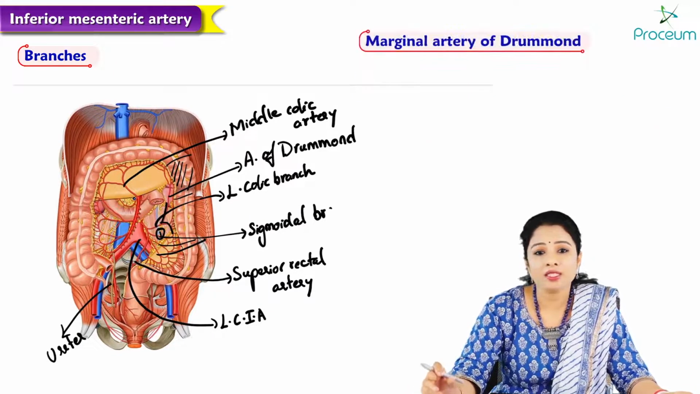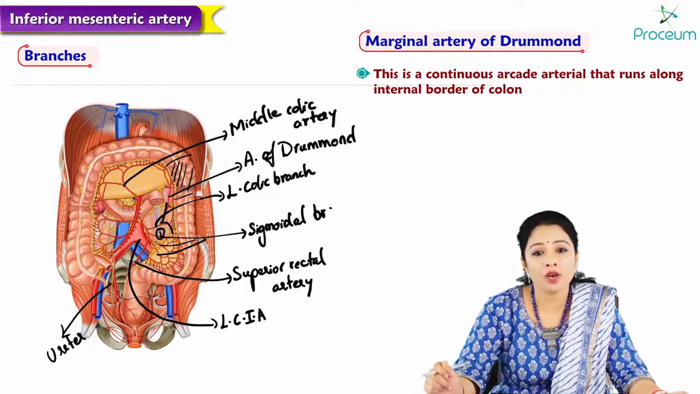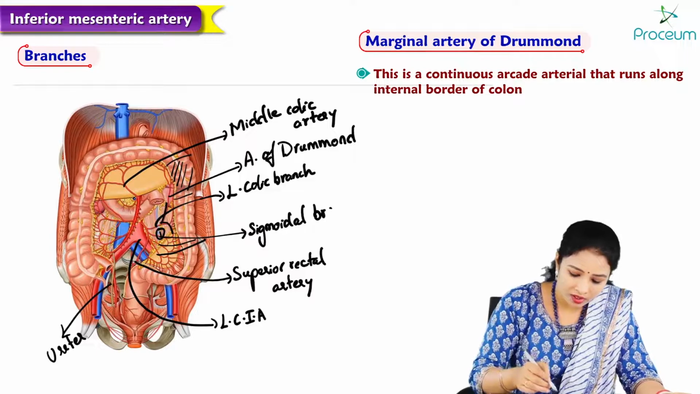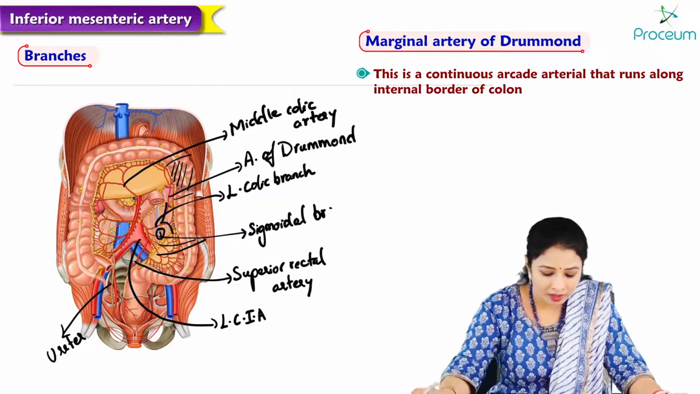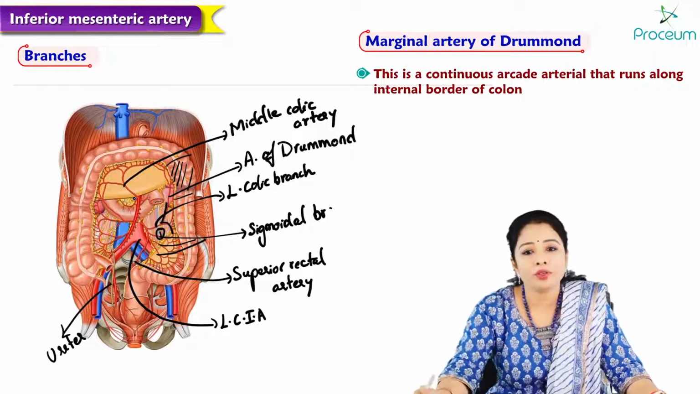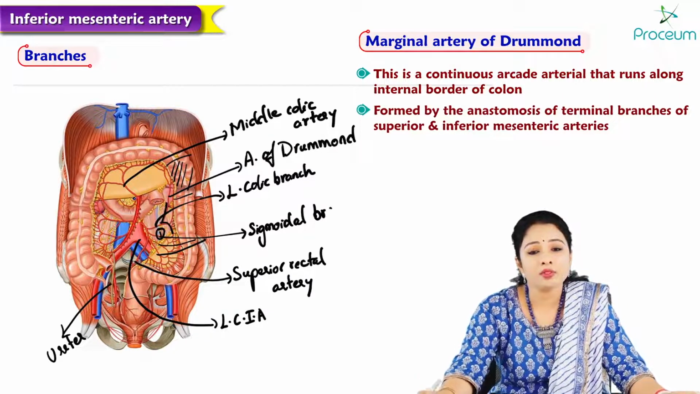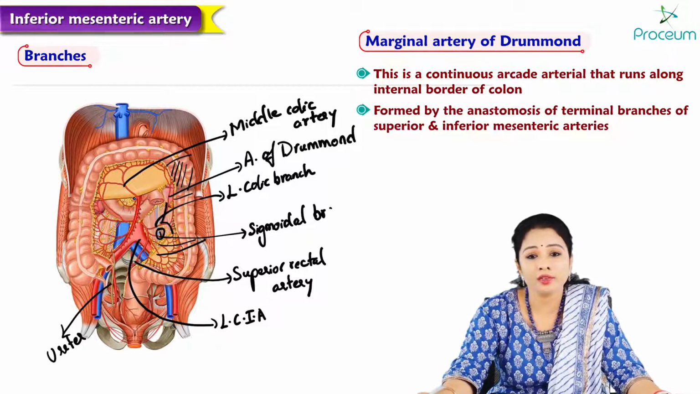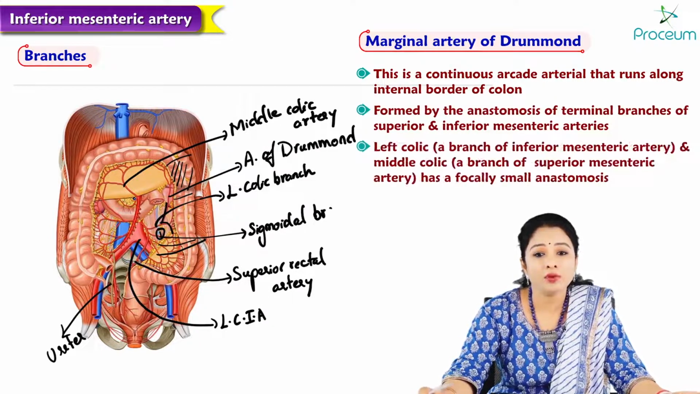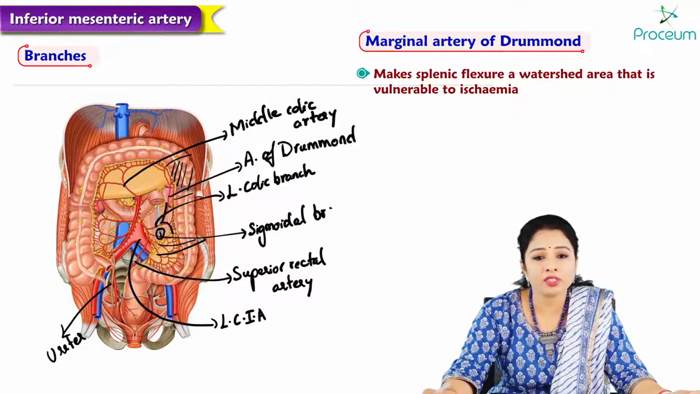Next, regarding the marginal artery of Drummond. This is the continuation of the arcade arteries that runs along the internal border of the colon. So we can see here, I have already labeled the artery of Drummond, which is along the margins of the colon, and it is formed by the anastomosis of all the terminal branches of the superior and inferior mesenteric arteries. The ascending branch of the left colic and the middle colic branch have only a small anastomosis, which makes the splenic flexure a watershed area that is vulnerable to ischemia.